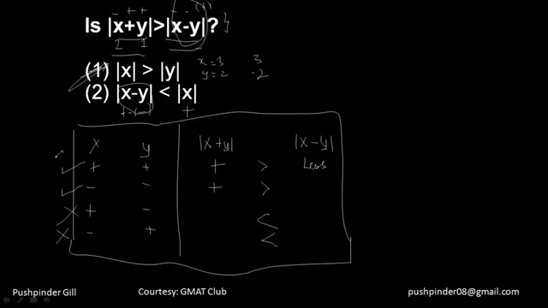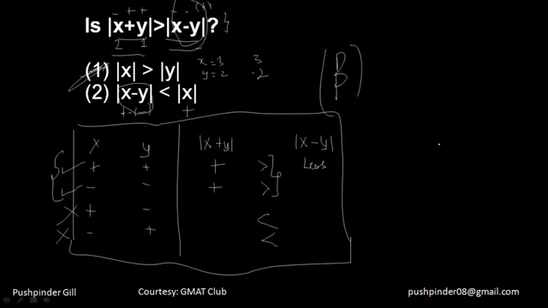That means I have only these two cases satisfying. That means I'm sure that either both of them are positive or both of them are negative. That means this will hold true every single time. So I have my answer, and my answer is that statement 2 gives me the answer.